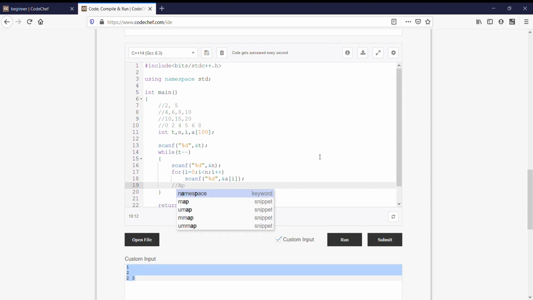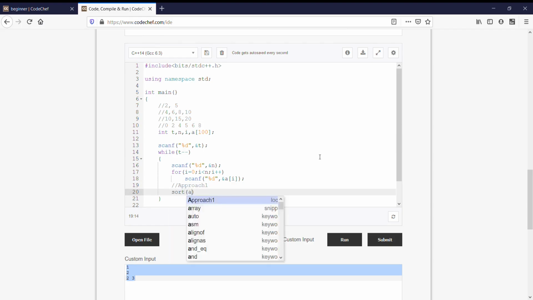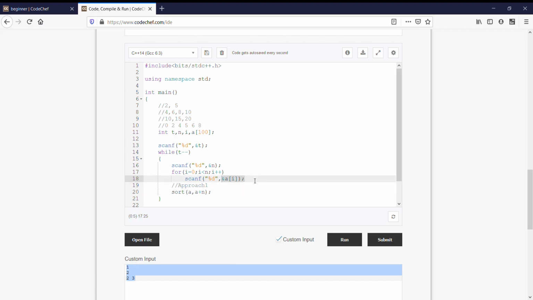So approach 1. In approach 1, in C++, there is an inbuilt function sort(a, a plus n), the array name and array name plus n. What does this sort function do? It will sort the values that are present in the favorite series. So the first number would be our smallest number as we have sorted in ascending order. So the first number would be the smallest number.